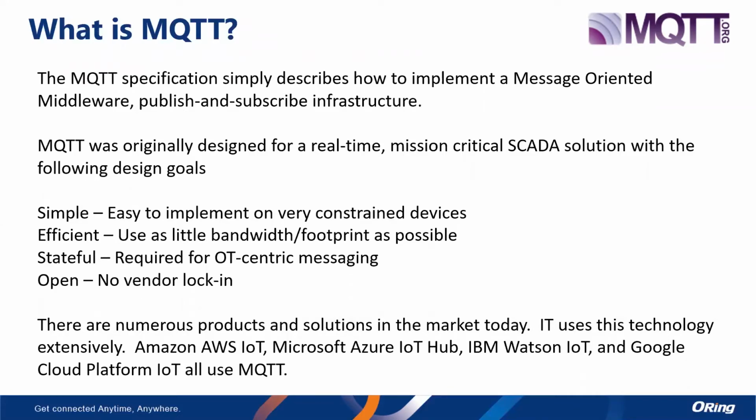MQTT, first of all, has to simplify things in comparison to old obsolete technology. It's very easy to implement on very constrained devices. Constrained devices means that we don't need very powerful hardware to work with MQTT software. It's very efficient because it uses as little bandwidth and footprint as possible. It's stateful, which is required for OT-centric messaging. Stateful means that we are always sure that we can reach the device. We can check the device status in real time to ensure the reliability of the system.